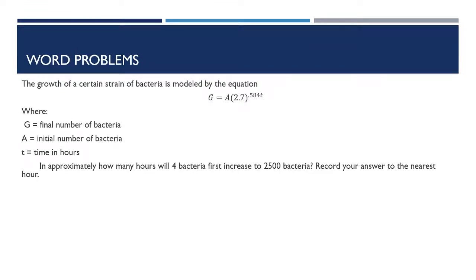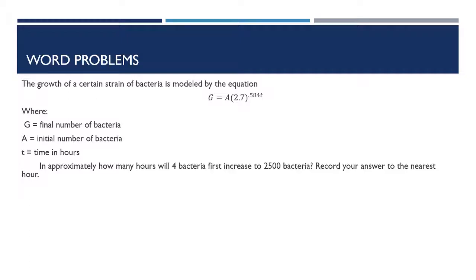When given exponential equations in a word problem, logarithms will have to be used to solve them by hand. The growth of a certain string of bacteria is modeled by the equation g equals a times 2.7 to the 0.584 times t power, where G equals the final number of bacteria, A equals the initial number of bacteria, and T equals the time in hours. In approximately how many hours will 4 bacteria first increase to 2,500 bacteria? Record your answer to the nearest hour.